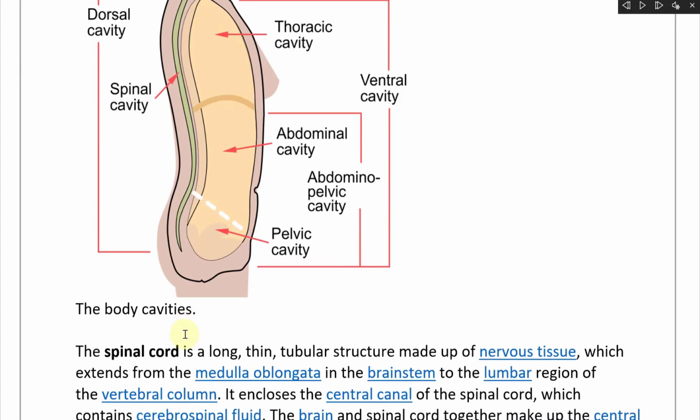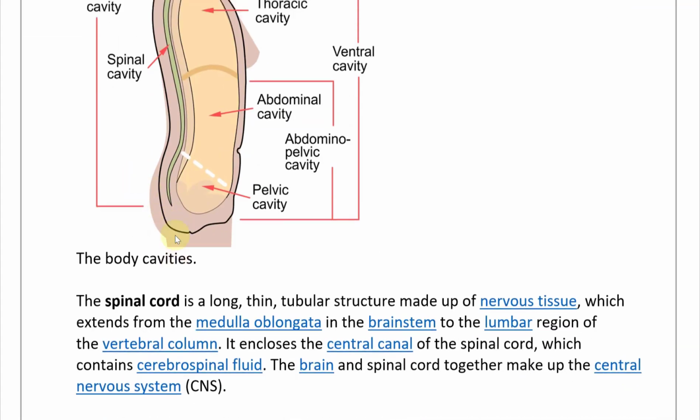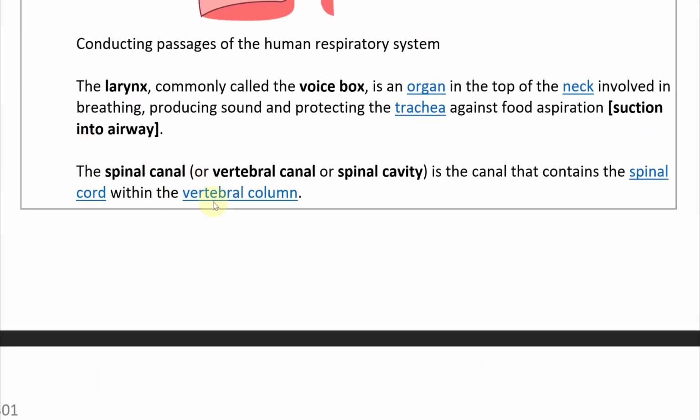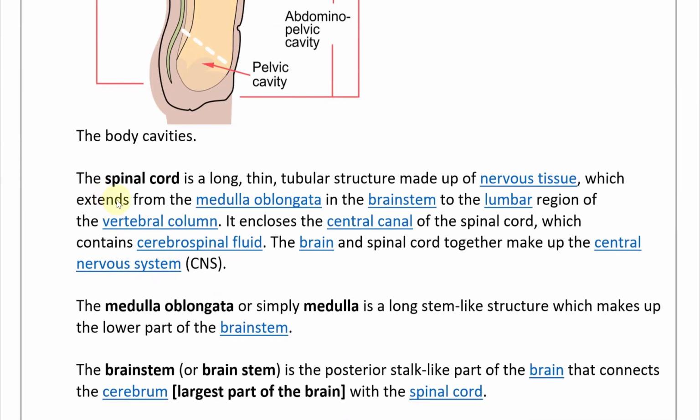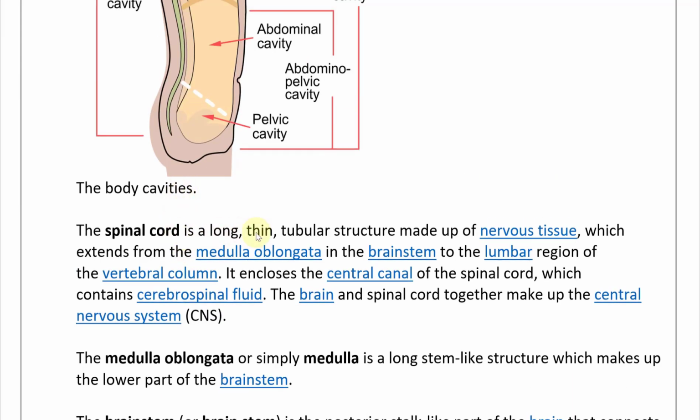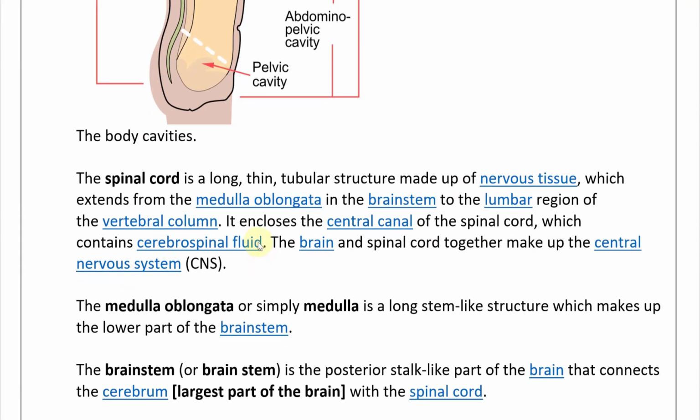Very interesting setup here. Alright, so we read up on the spinal canal, which houses the spinal cord in the vertebral column. So let's read this up on the spinal cord. So the spinal cord is a long, thin, tubular structure made up of nervous tissue, which extends from the medulla oblongata. I think that's how you pronounce it.